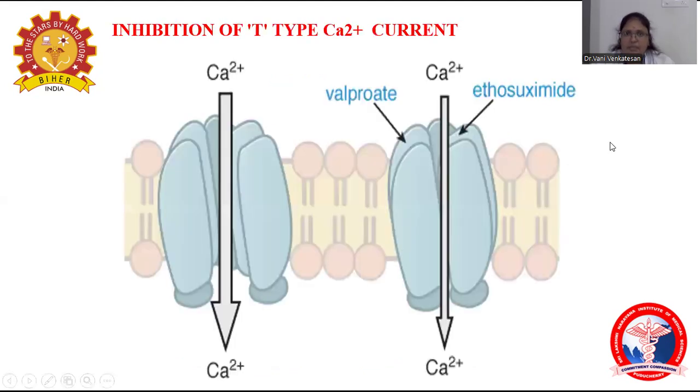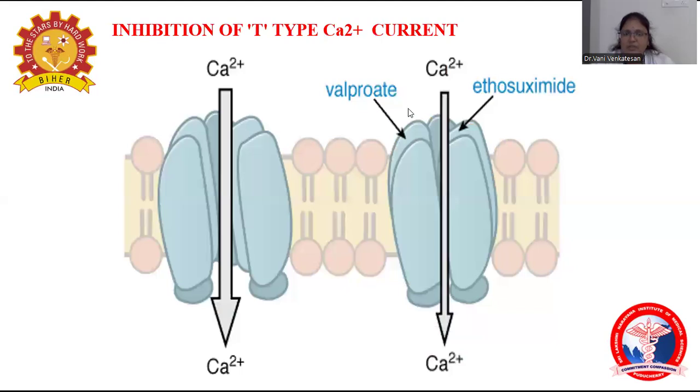Coming to the third subtype, inhibition of T-type calcium current. Drugs like valproate and ethosuximide prevent the entry of calcium ions across the membrane. This in turn prevents further muscle contraction, skeletal muscle contraction.